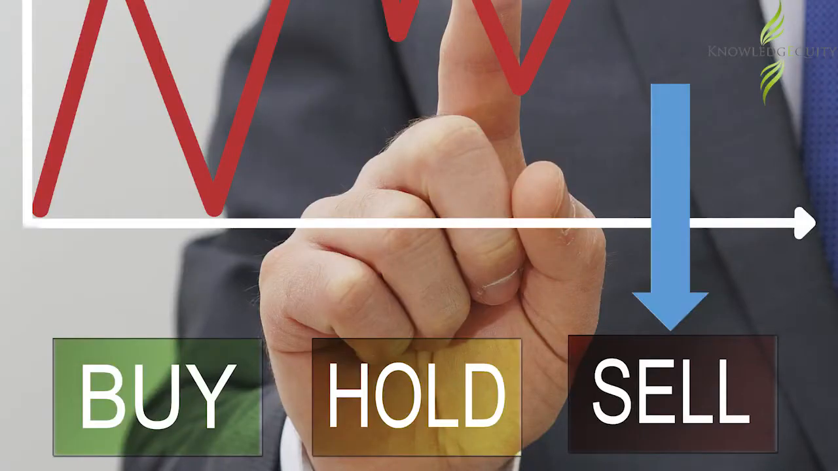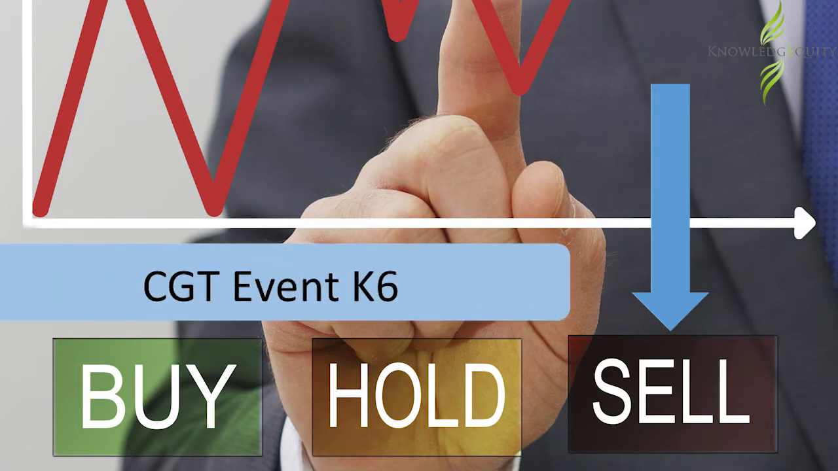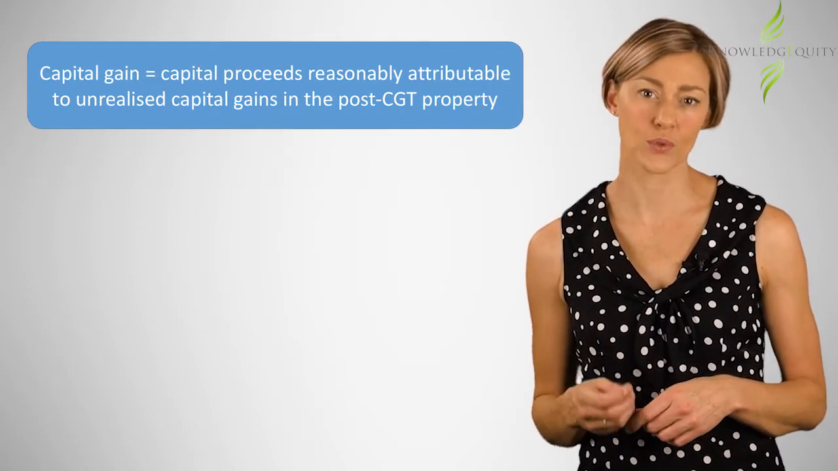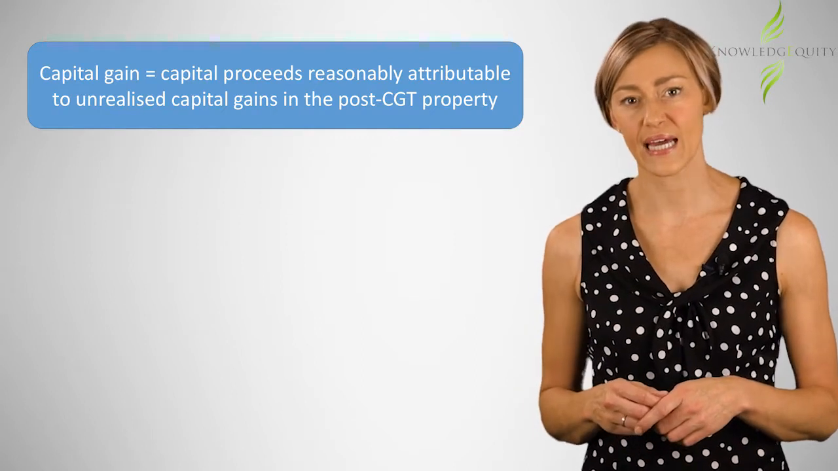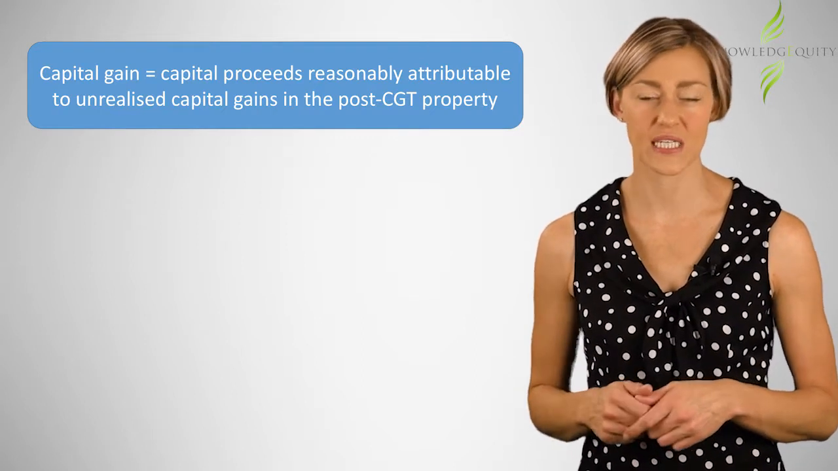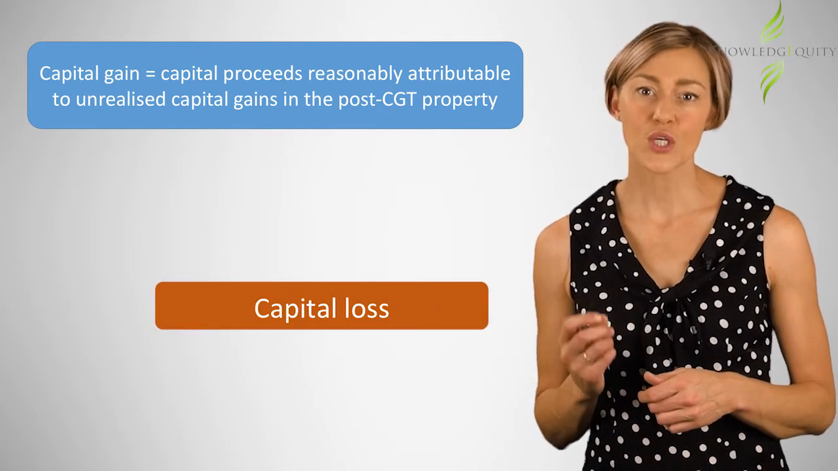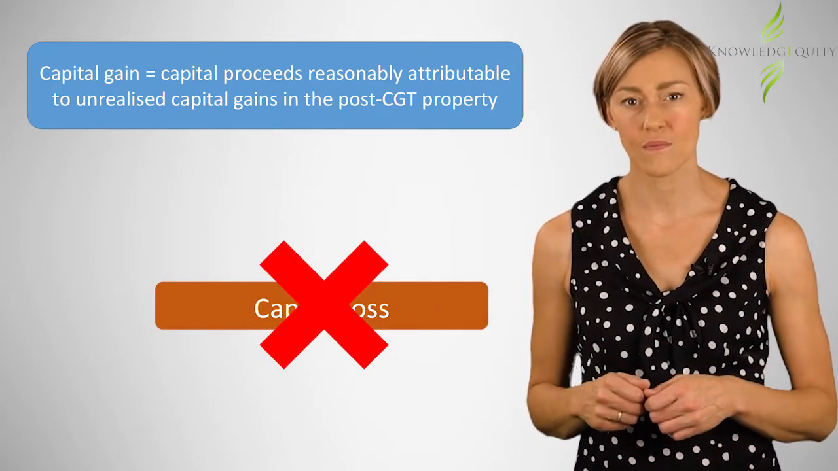As these are pre-CGT shares, then any capital gain under CGT Event A1 would be disregarded. But CGT Event K6 may be triggered and attribute a capital gain to him. The capital gain is that part of the capital proceeds that is reasonably attributable to any unrealised capital gains in the underlying post-CGT property. It is important to remember that for this event, you cannot make a capital loss.